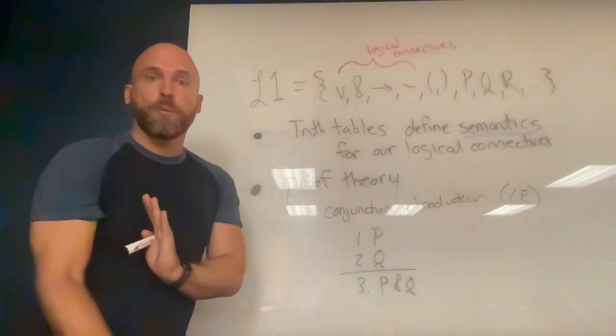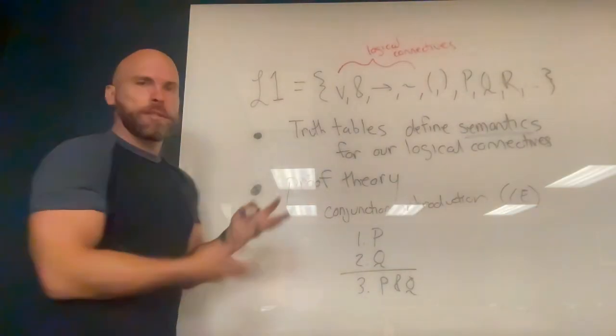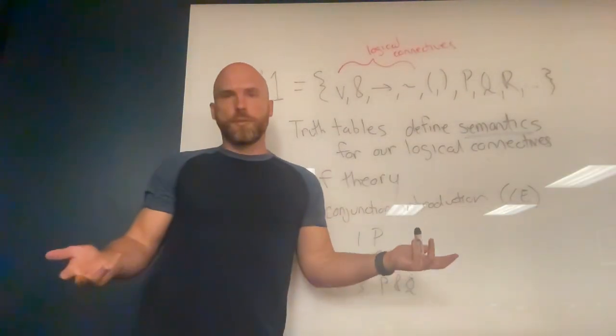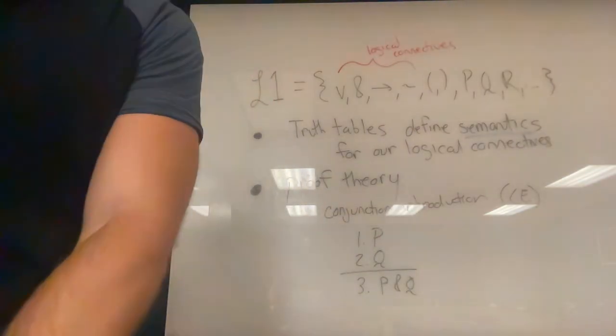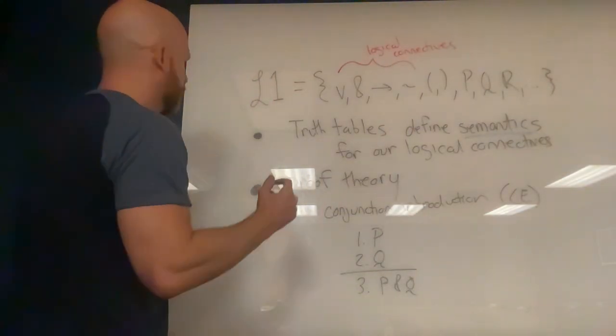All of the proof theory rules that we construct in this language preserve truth in just that way. They're valid. Just so you have that table in mind as well.